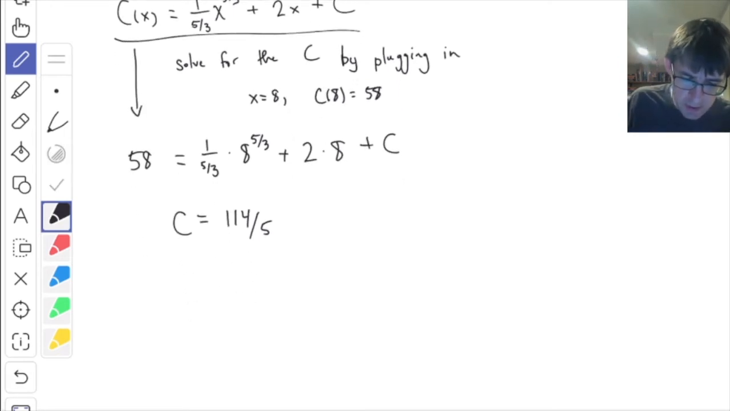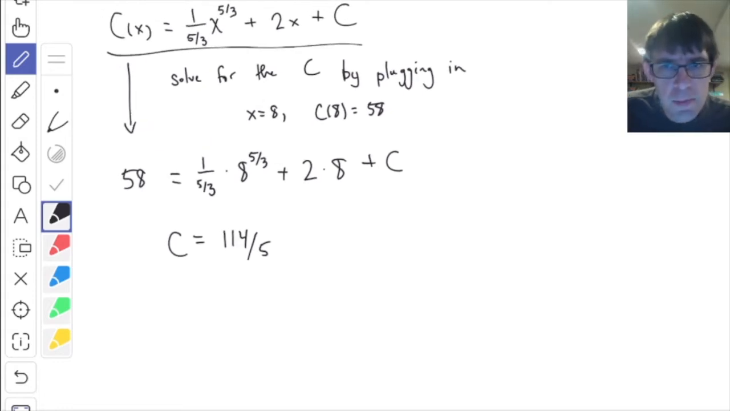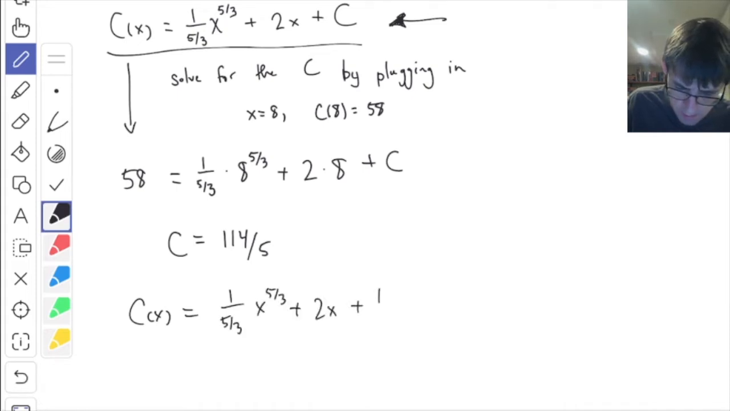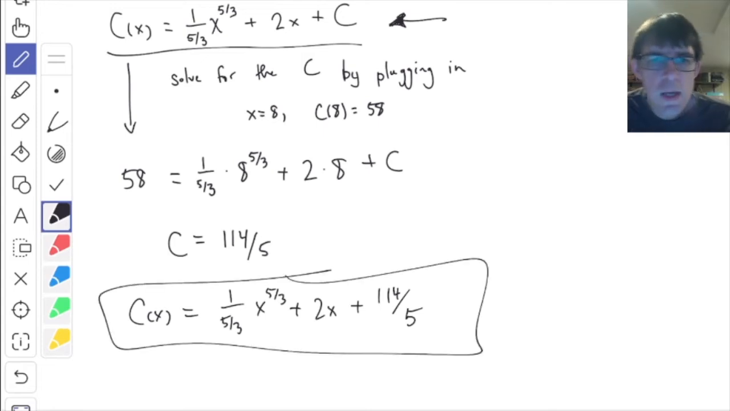And so my final answer is, remember your job in this problem was to find c of x. So my final answer is c of x equals, I'm going to write this same formula here, only now I know what the c is. It is 114 over 5. So I get 1 over 5/3, x to the 5/3, plus 2x, plus 114 over 5. And that's my final answer. Any questions about that one? This is a typical initial value problem.